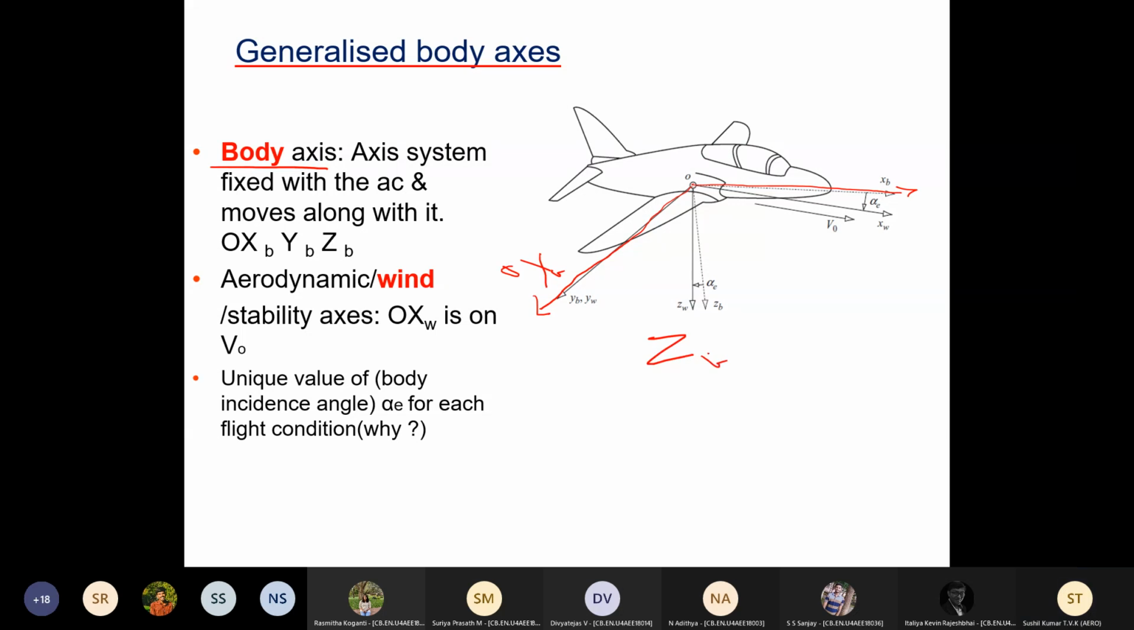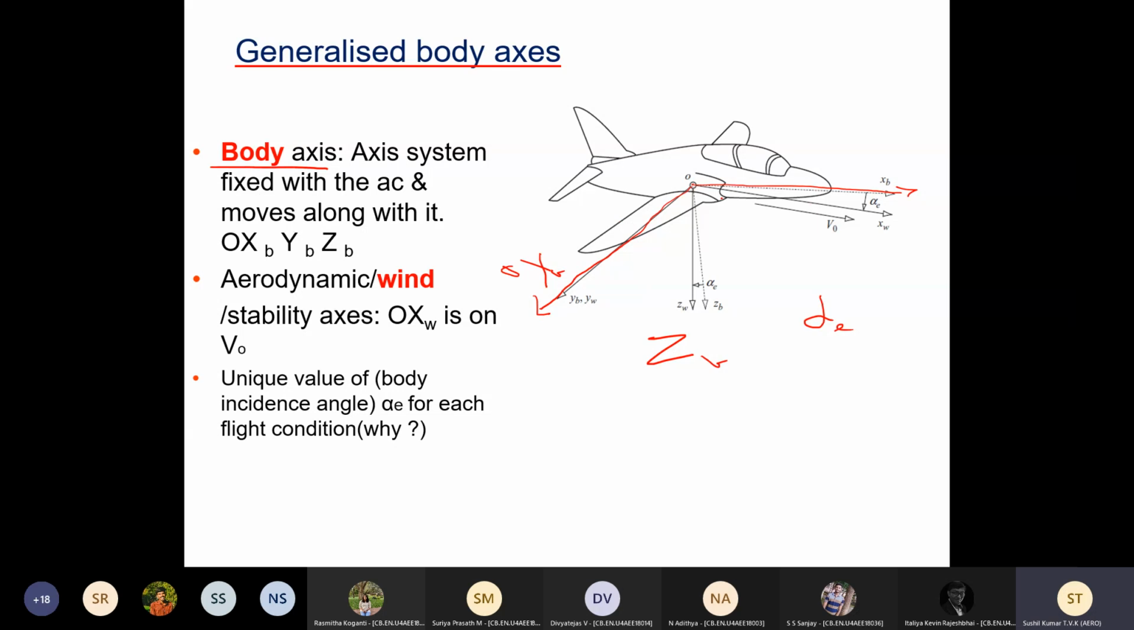And aircraft is going to fly with some angle of attack alpha E. Alpha E indicates that it is an equilibrium. And for every flight condition, this alpha E is going to have its own unique value, because that ultimately decides your lift. So the CL alpha curve is going to decide your lift, and what velocity you're flying and at what altitude you're flying.